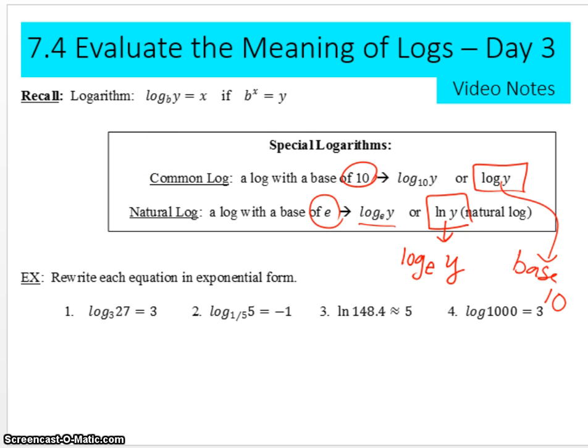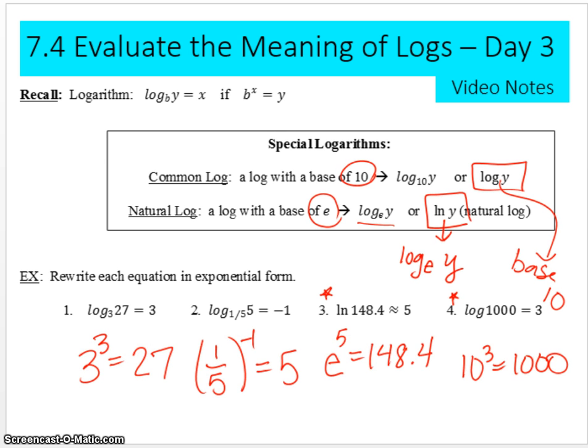Now you're going to go ahead on your own real quick and do numbers 1, 2, 3, and 4. You will notice that number 3 is ln, that's the natural log, and number 4 has no base there, and therefore that is the common log. So go ahead and do those 4 problems. Pause right now, and then we'll go through them.